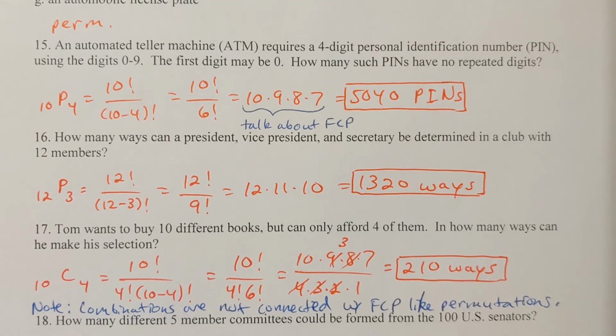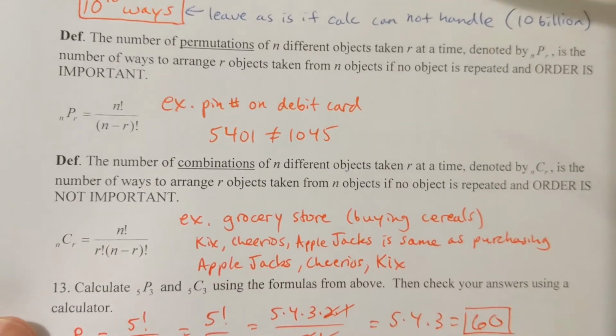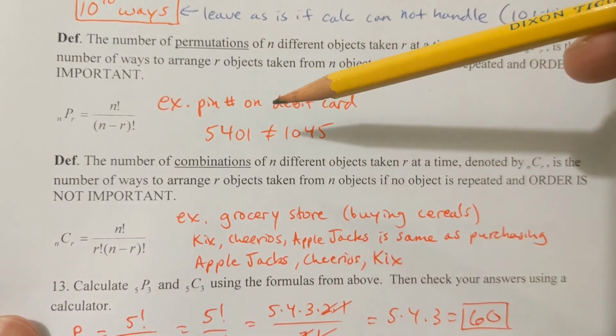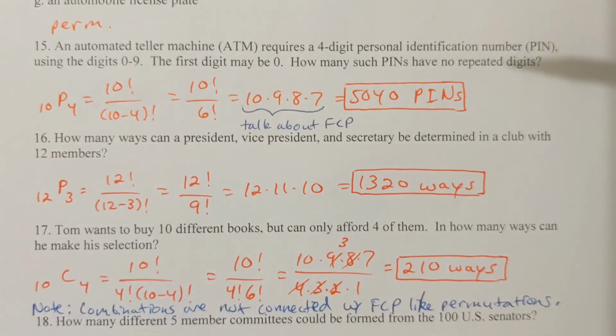15 here. An automated teller machine, an ATM, requires a 4-digit personal identification number, which is a PIN, using the digits 0 through 9. The first digit may be a 0. How many such PINs have no repeated digits? Okay, so a PIN number on a debit card, that was one of my earlier examples, and I said that was an example of permutation. Okay, so I would use a permutation.